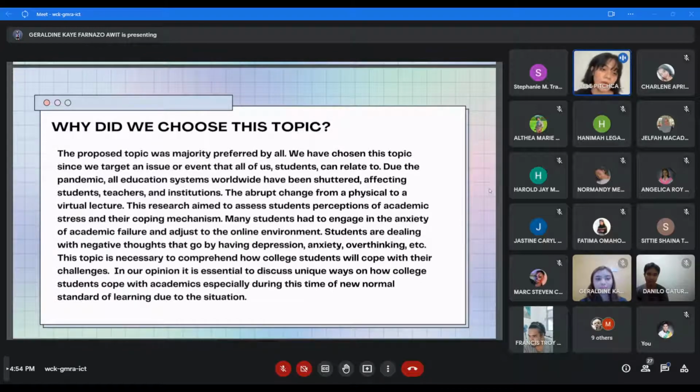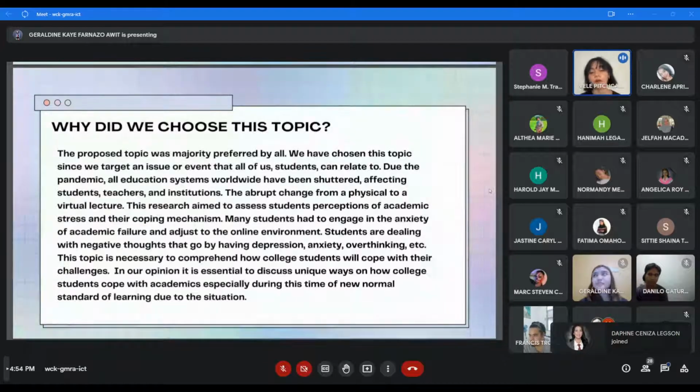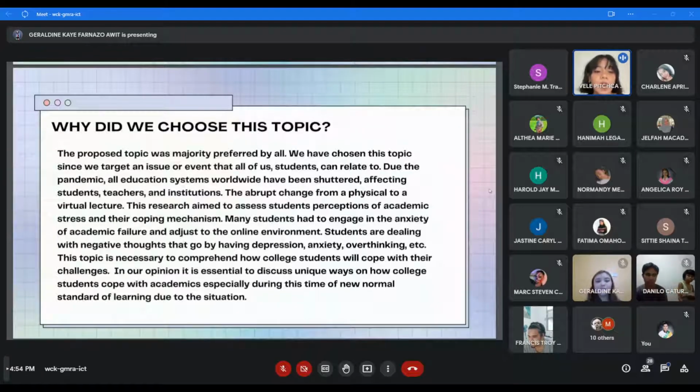Due to the pandemic, all education systems worldwide have been shuttered, affecting students, teachers, and institutions. The abrupt change from a physical to a virtual lecture. This research aimed to assess students' perceptions of academic stress and their coping mechanisms. Many students had to engage in the anxiety of academic failure and adjust to the online environment. Students are dealing with negative thoughts such as depression, anxiety, overthinking, and so much more.